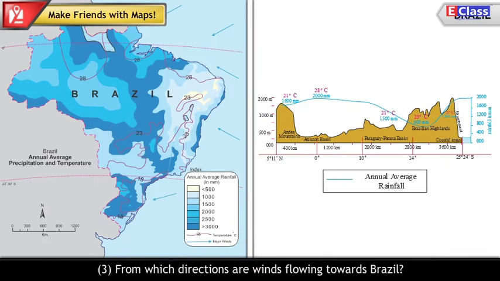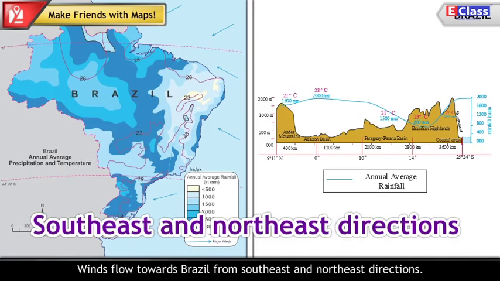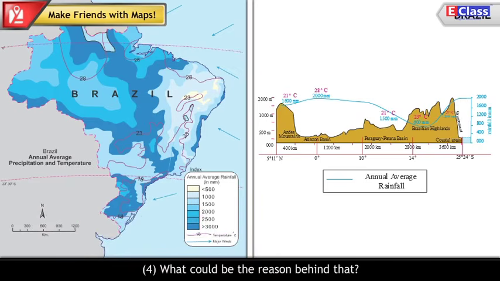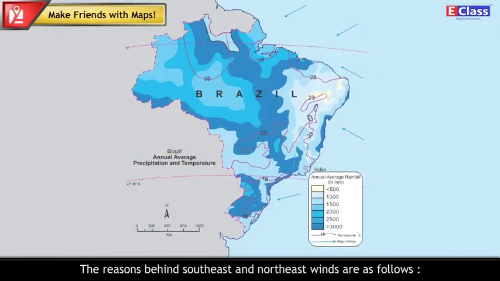From which direction are winds flowing towards Brazil? Answer. Winds flow towards Brazil from southeast and northeast directions. What could be the reason behind that? Answer. The reasons behind southeast and northeast winds are as follows.